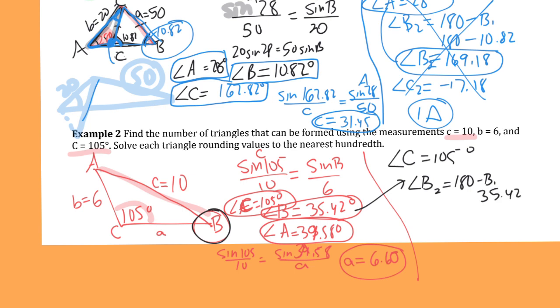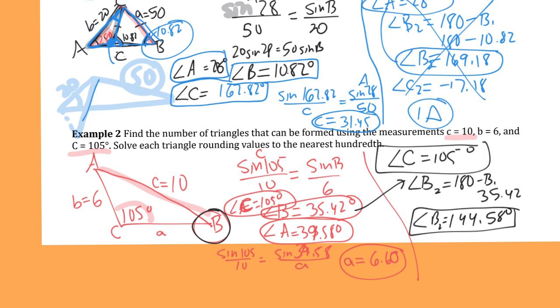So if you do 180 minus it, you're going to get 144.58. Now look at this. Is that possible? No. Why? Because C is 105. And if you have 105 with a 144, there's no way you can have a third angle in that triangle. It's not even going to be a triangle. Those two angles together are bigger than 180.